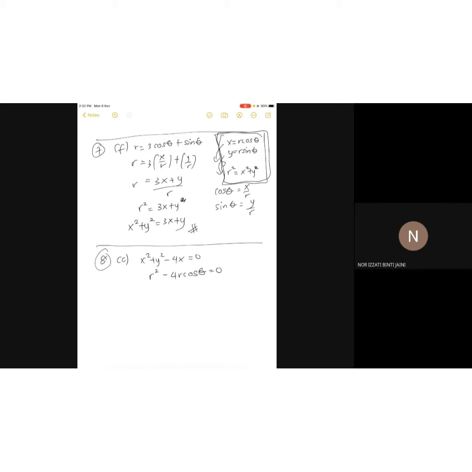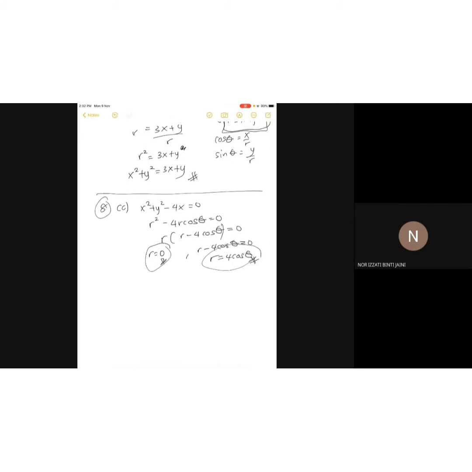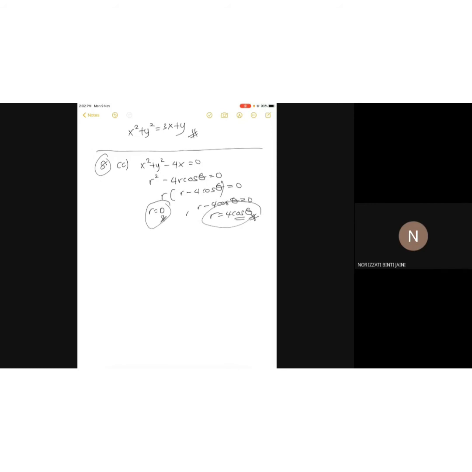Okay. Kalau kita permudahkan lagi, so akan dapat r times r minus 4 cos theta equals 0. Okay, so the first one r equals 0 or r minus 4 cos theta equals 0, or r equals 4 cos theta. Dia ada dua. Yang ini tak ada apa-apa lah. So yang ini ada circle pada x-axis. Sebab cos kan. So the circle is on x-axis. Okay, 9.